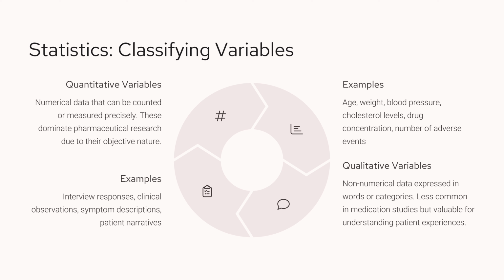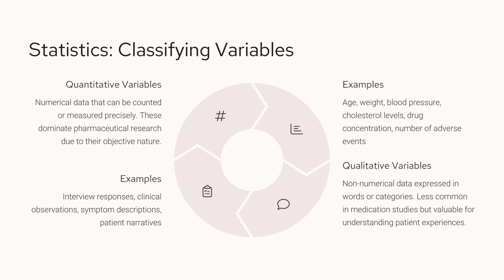It can be counted or measured precisely. Okay? And so these are basically the foundation of pharmaceutical research because they're objective. These are common things you think of: age, weight, blood pressure, cholesterol levels, BMI, glucose levels. All those are quantitative variables.